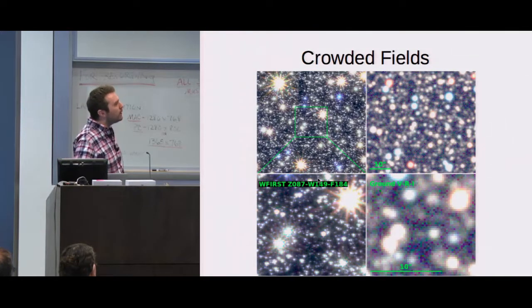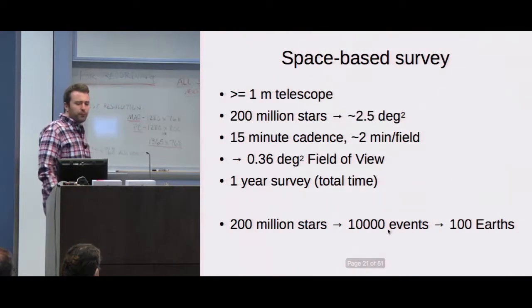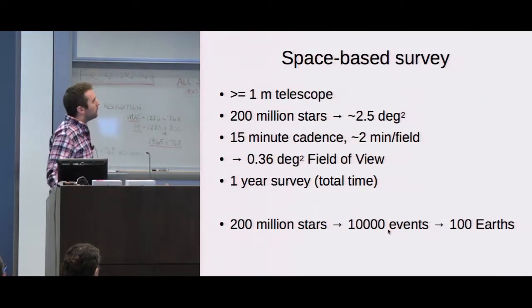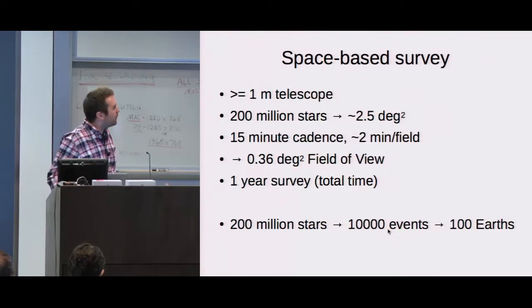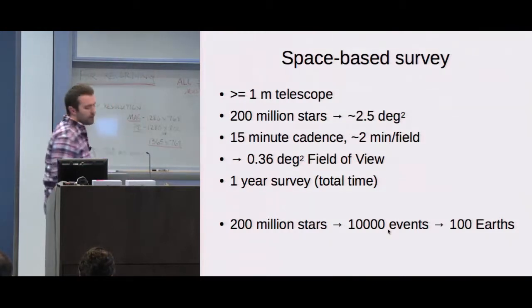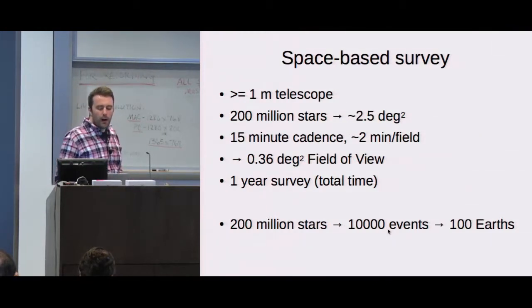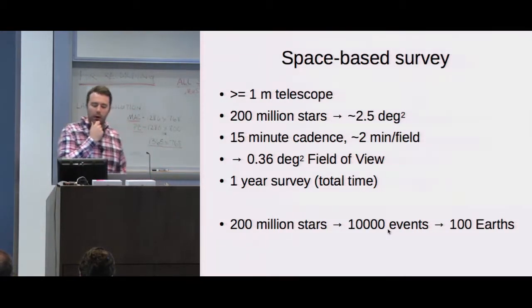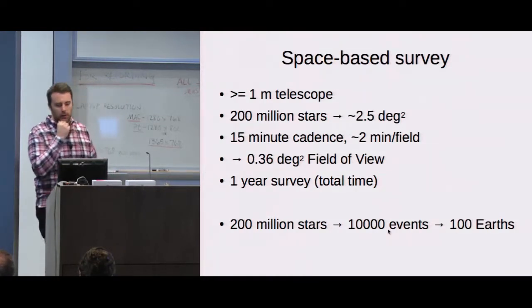Just side by side, these are simulated fields of the exact same field simulated for the ground and for WFIRST. You can see you're seeing many, many more stars in this space-based image than the ground-based image. The requirements of a space-based survey to get at this 100 Earth number is you need a 1 meter or better telescope. You need to monitor 200 million stars, which requires about 2.5 square degrees. The cadence requirement is just the same. You need to resolve those features. So that puts you at a field of view of about a third of a square degree.